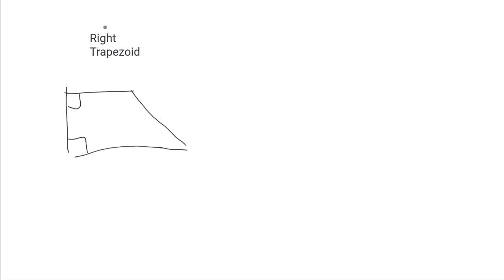The next two I have are a right trapezoid. So a trapezoid is a four-sided figure where this is parallel with this, and then the sides don't necessarily match up. What makes it a right is that two of the angles are right angles, and then the other two are something else, okay? But this is parallel to this. So it's kind of like a parallelogram, but this line doesn't match up with this one.